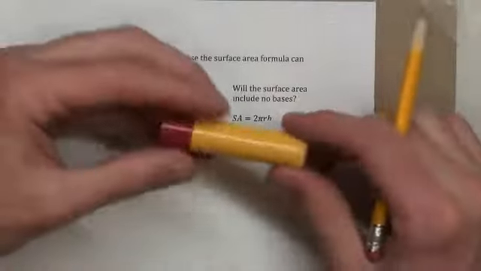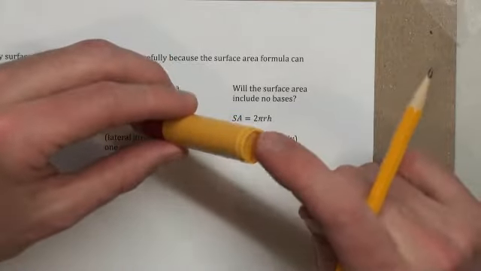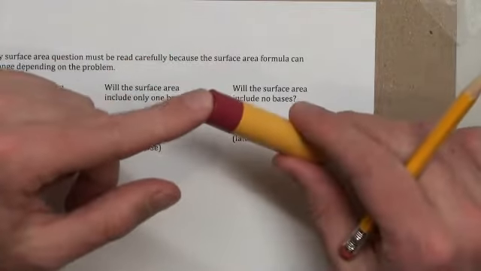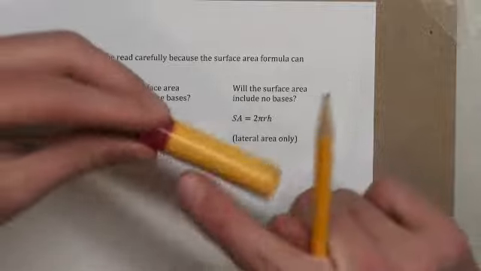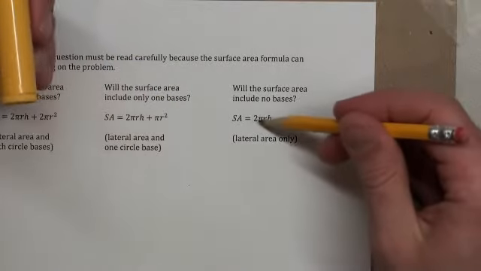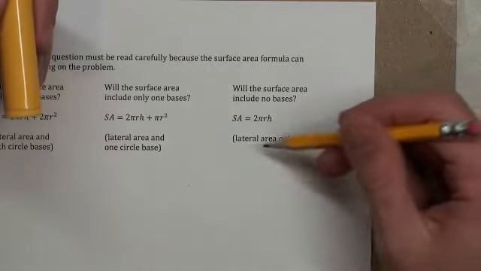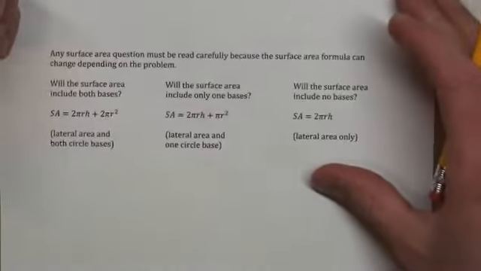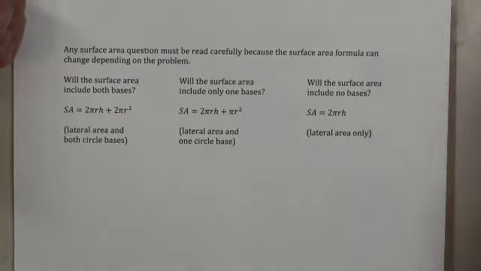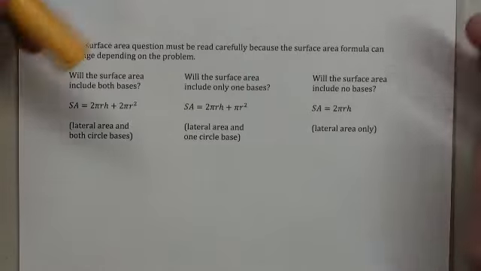And then there could be a problem where it's like a tube, right? Where there's no bottom and there's no top, and there's just the lateral area. So then all you would have is 2 pi RH. That's the lateral area only. So those 3 options could be in the problems. Okay, so you have to be careful.